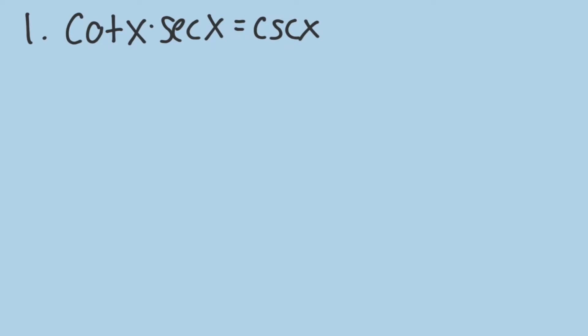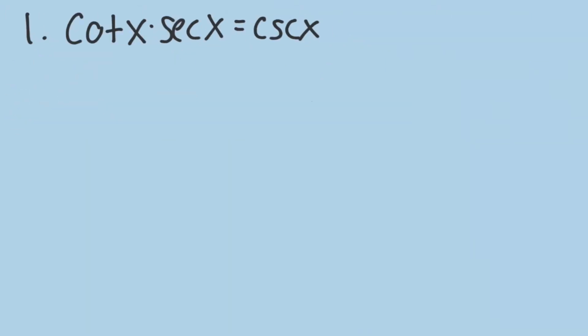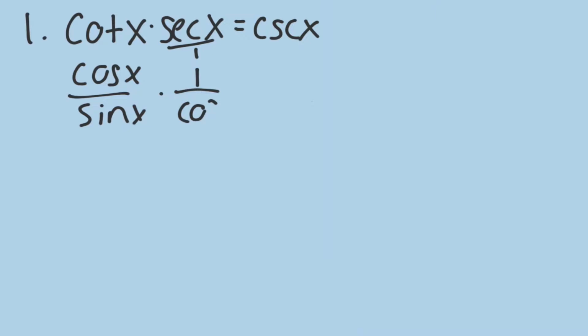So cotangent, if we look back, can be written as 1 over tangent, but it can also be written as cosine over sine. And if the strategy we're trying is changing everything to sines and cosines, I'm going to rewrite it as this one. Cotangent is cosine over sine, and secant goes with cosine. Secant's in the numerator right now, so cosine's going to be in the denominator. Cosines cancel, we're left with 1 over sine.